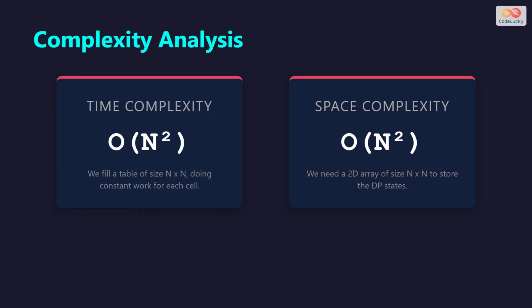Let's analyze the efficiency. We are filling an n by n table, and each cell takes constant time to compute. This gives us a time complexity of O of n squared. Similarly, the space complexity is O of n squared to store the table.